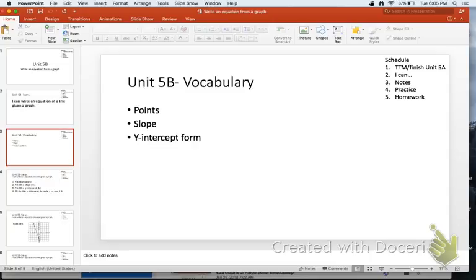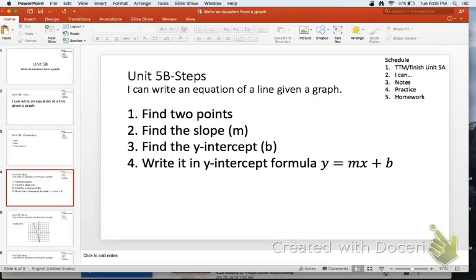So some words that we needed to remind ourselves about are: what are points, what is our slope, and our y-intercept. Just remember that we are going to be using our y-intercept formula, which is our step 4 here, a lot of the time. These are the steps for writing an equation.